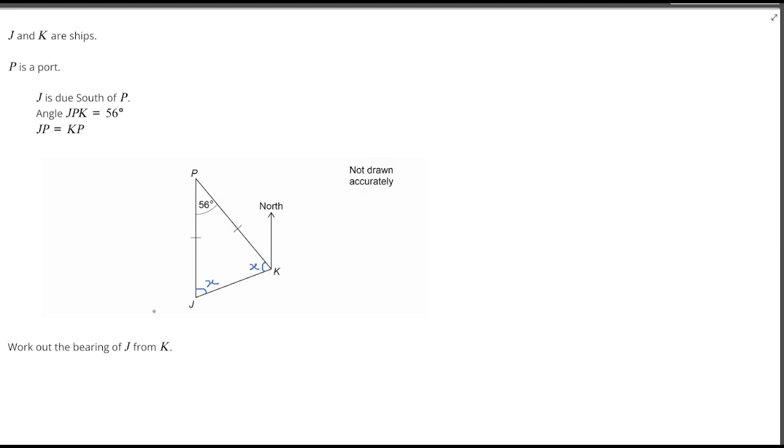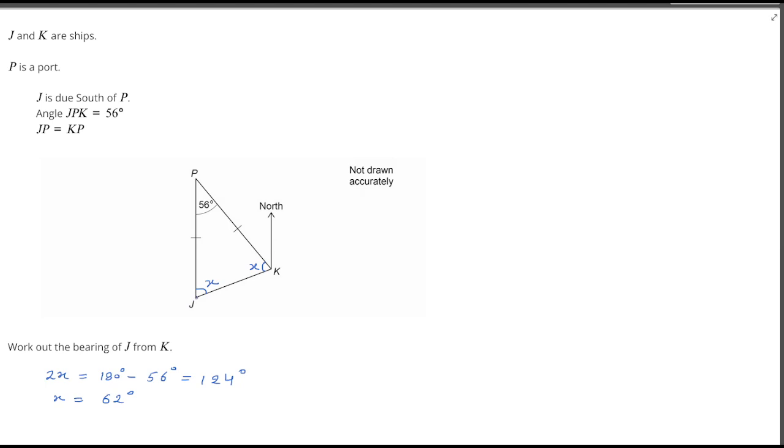So first we can calculate what is X. Now you have 2X equal to 180 degrees minus 56 degrees. So 10 minus 6 is 4 and 7 minus 5 is 2. So 124 degrees is 2X. So therefore X is equal to 62 degrees.